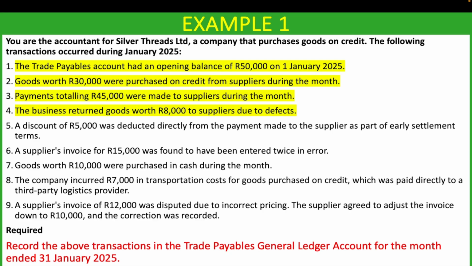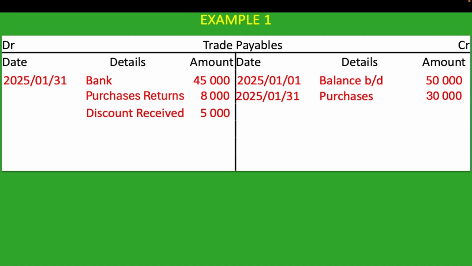So whenever you receive a discount from your suppliers and you're doing your T account or your general ledger account for trade payables, you always put it on the debit side. So we're going to put discount received on the debit side and put 5,000 rand. So let's go ahead and do that. Discount received 5,000 rand. You notice here that I'm not putting the dates. Why is that? Well, that's because the dates that are following is the same as the first date for bank. Okay, so the date for bank is the same as the date for purchases returns and the discount received, going all the way down.